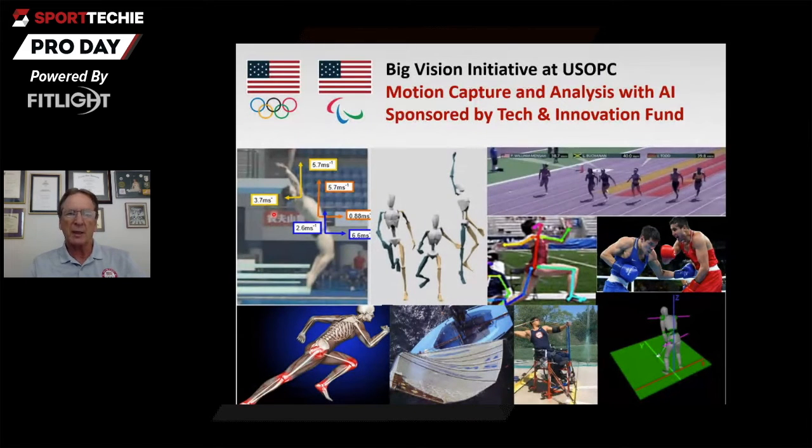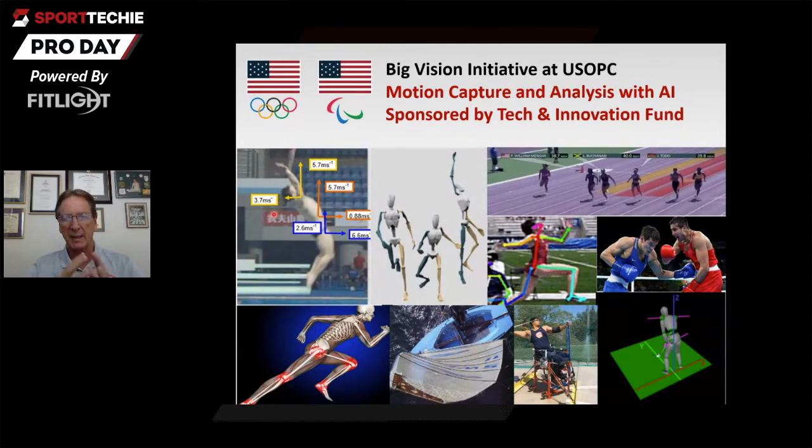At the US Olympic Committee, we're very, very lucky to be sponsored by a tech and innovation group from Silicon Valley and industry leaders around the country. They are basically donating to the US Olympic and Paralympic Committee and funding the technology and innovation group. And we have what we call big vision initiatives, where the technology is going to help multiple sports, not just one or two. If it can be used across sports, then obviously it's much more beneficial. And motion capture and analysis with AI is definitely one of those technologies that we're looking into.